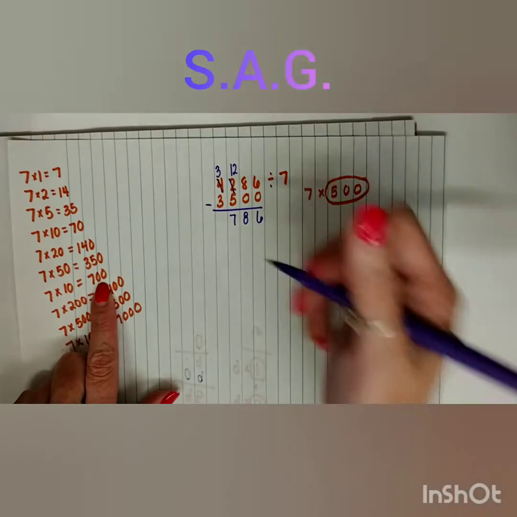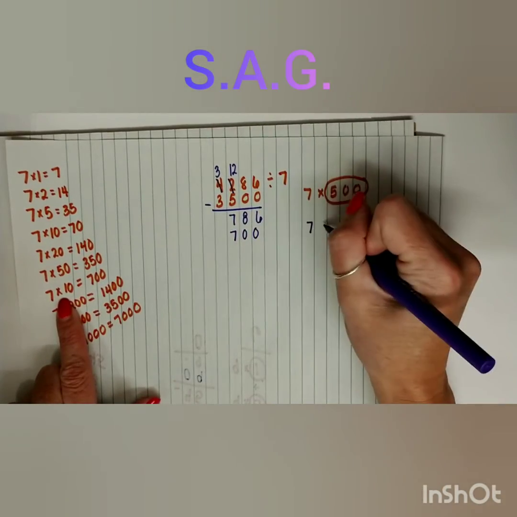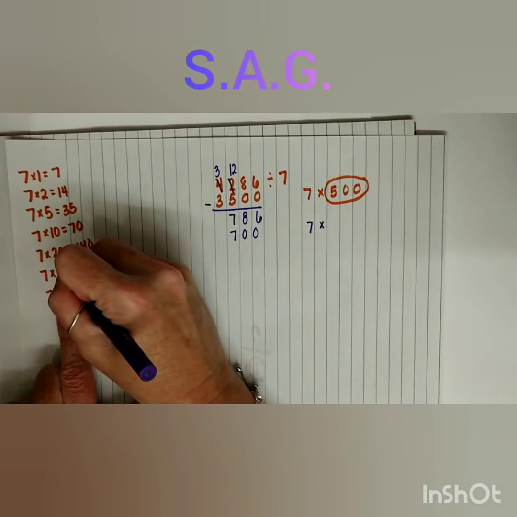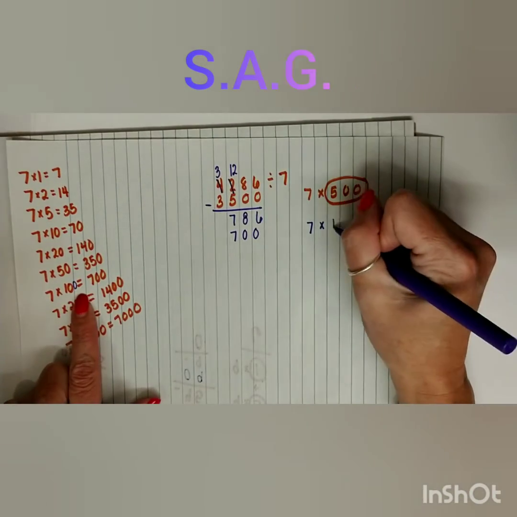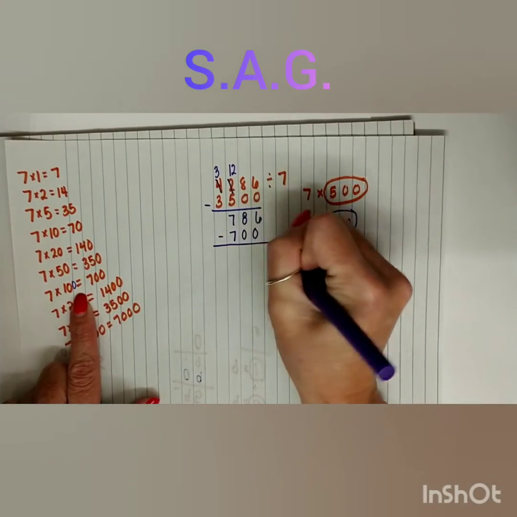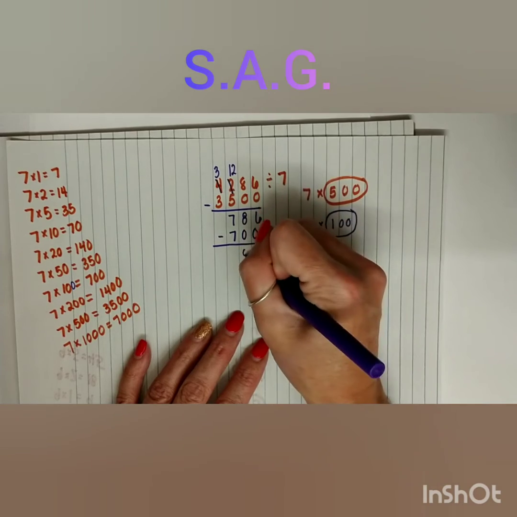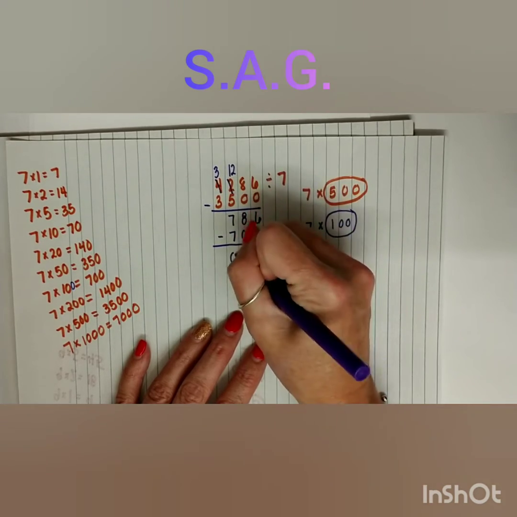Well, I can pull out 700. So let me do that. And that's 7 times, oops, that's 7 times 100. Sorry. 7 times 100. Circle that. So 6 minus 0 is 6. 8 minus 0 is 8. 7 minus 7 is 0.